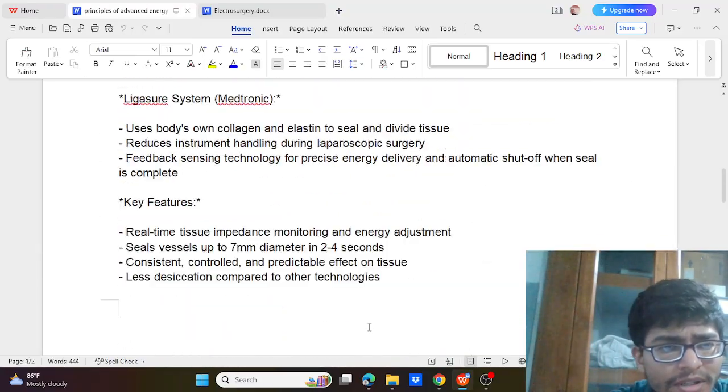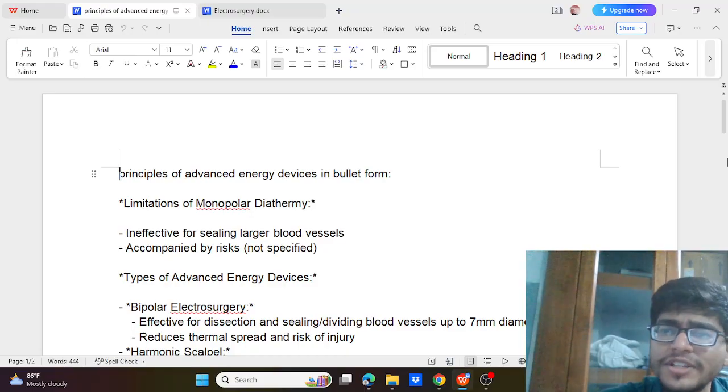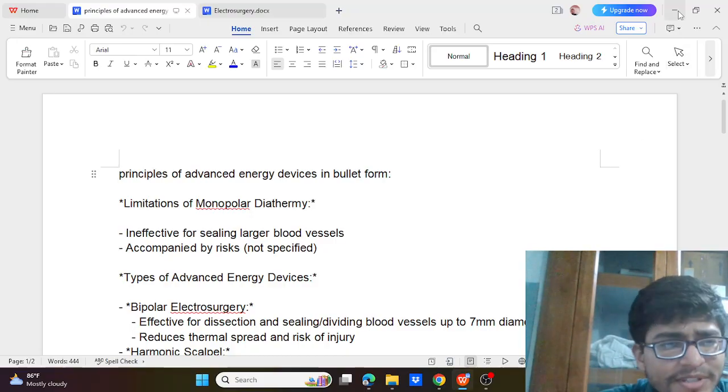So this was all about the advanced energy devices. Hope it has been understood in short and can be used for exam purposes.